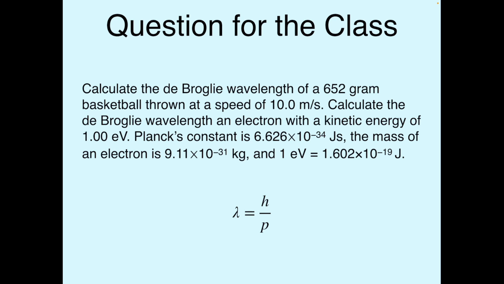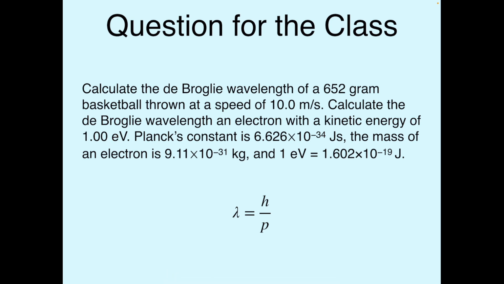Calculate the de Broglie wavelength of a 652 gram basketball, which is thrown at a speed of 10 meters per second. In other words, lambda is equal to h over p. Let's do that calculation of lambda for this basketball and just see what we get. And then let's do another one. Let's calculate the de Broglie wavelength of an electron with a kinetic energy of 1 eV.